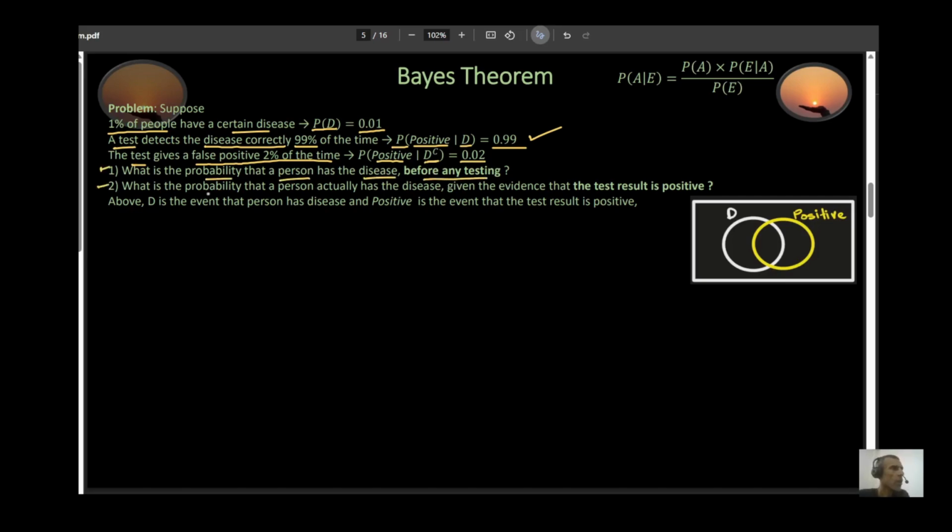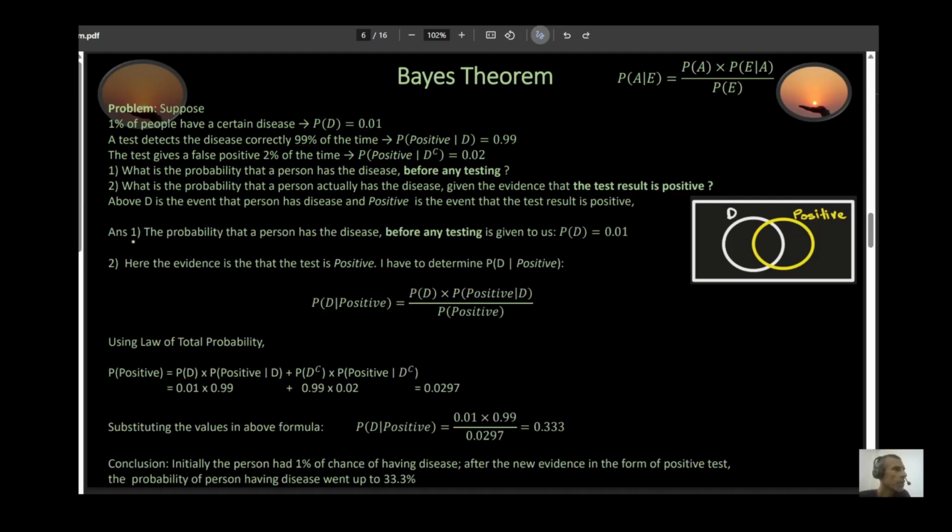Question number 2. What is the probability that a person actually has the disease given the evidence that the test result is positive? In the above, D is the event that a person has the disease. P positive is the event that the test result is positive. Now let's do number 1 first.